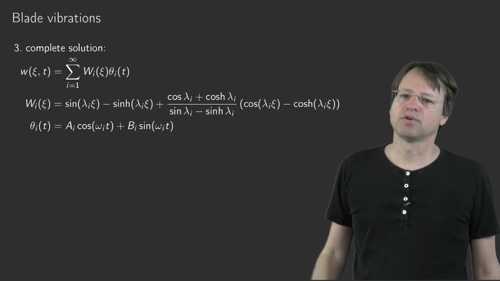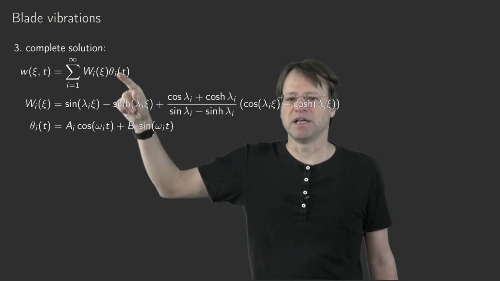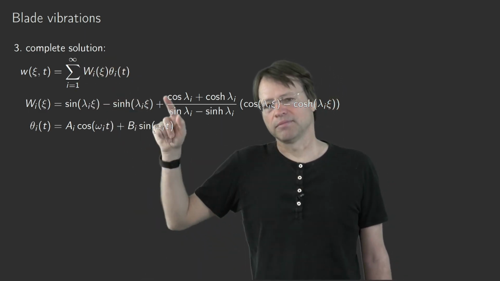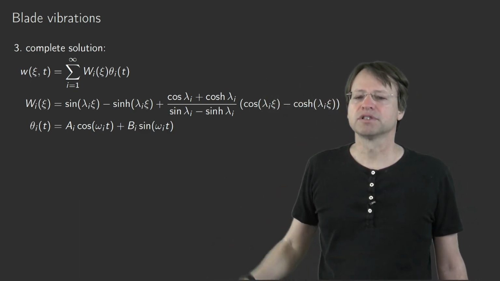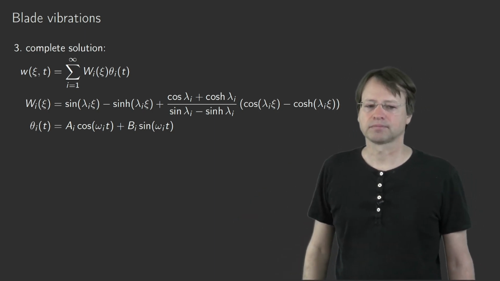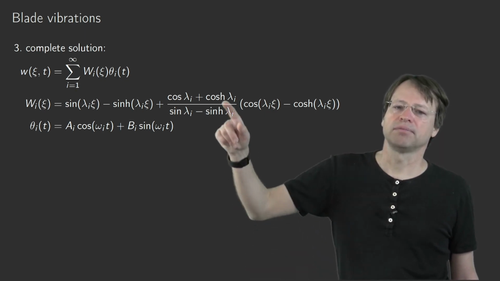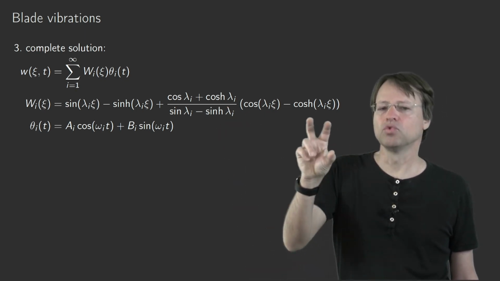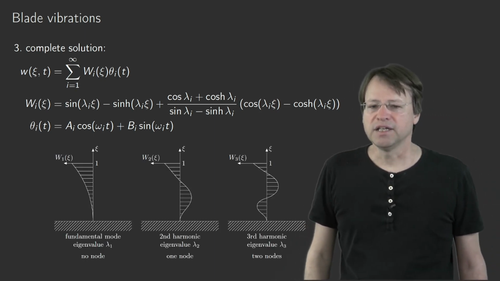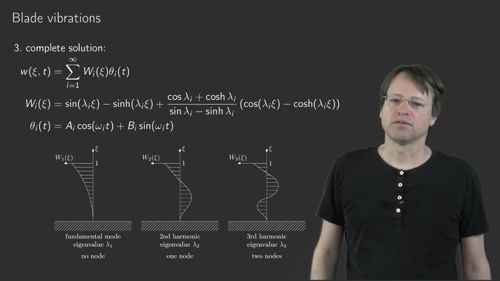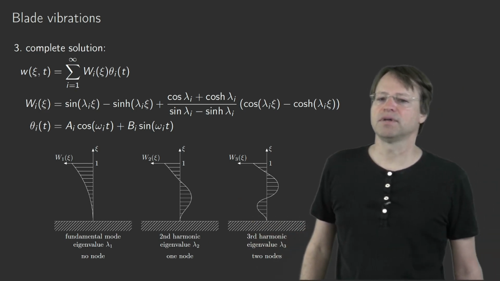So the next step would be to assemble the complete solution, which now is for each mode the space dependence, so the mode shape, times the time dependence, in which the second part of the mode sits, namely the natural frequency. And once again, the natural frequency omega_i is related to lambda_i by the equation we saw that includes all the parameters of the system. And here you can see these first three mode shapes related to the first three eigenvalues.